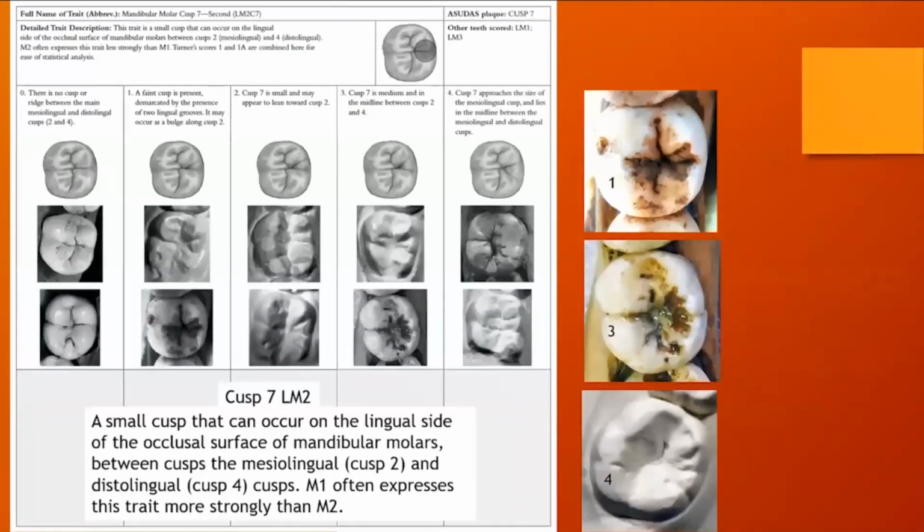Then let's take a quick look at M2. So here, that's a 1 score because there's that faint ridging that's alongside and part of cusp 2. And then larger expressions here, forming its own cusp more in the midline. And at this point, I'll turn it back over to Becca.